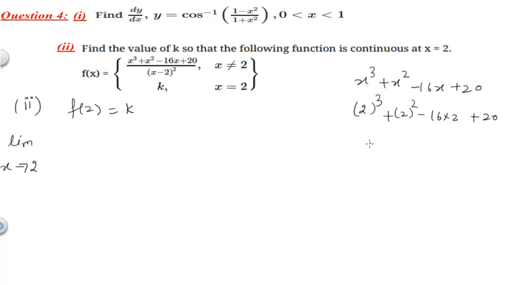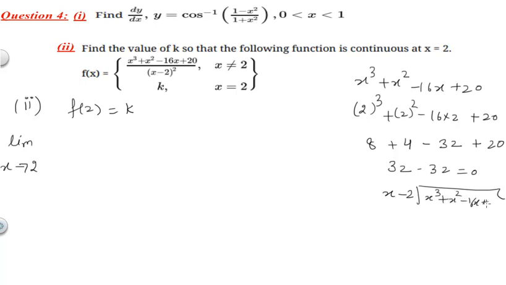Let us try to solve it. 2 cube is 8, 2 to the power 2 is 4, minus 16 into 2 is 32, plus 20. If we add all of them, 8 plus 4 is 12, plus 20 is 32, minus 32, so we are getting 0. That means 2 is a root of the given cubic polynomial. We will divide the complete expression x cube plus x square minus 16x plus 20 by x minus 2. When we divide it, we get x square plus 3x minus 10.